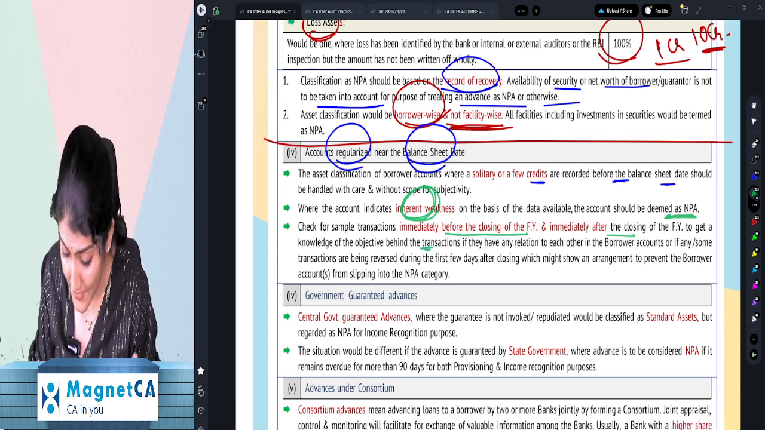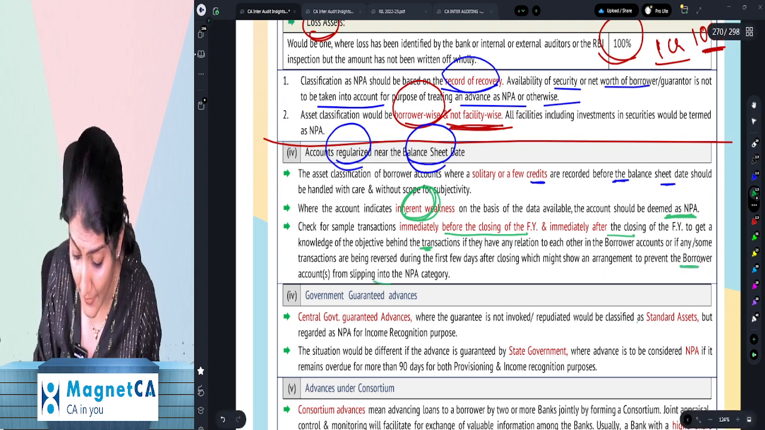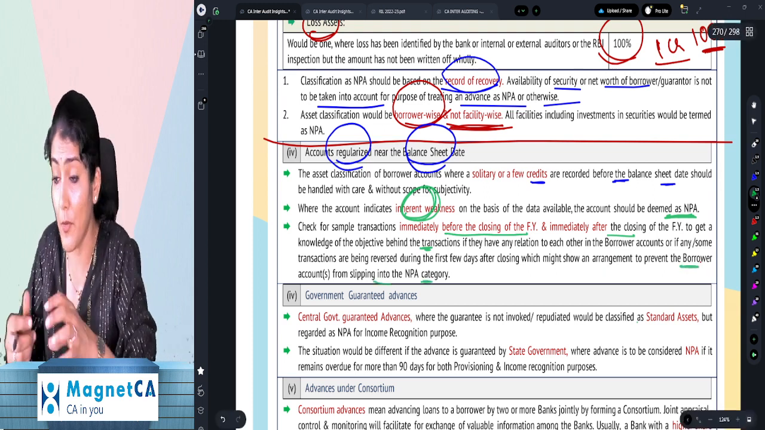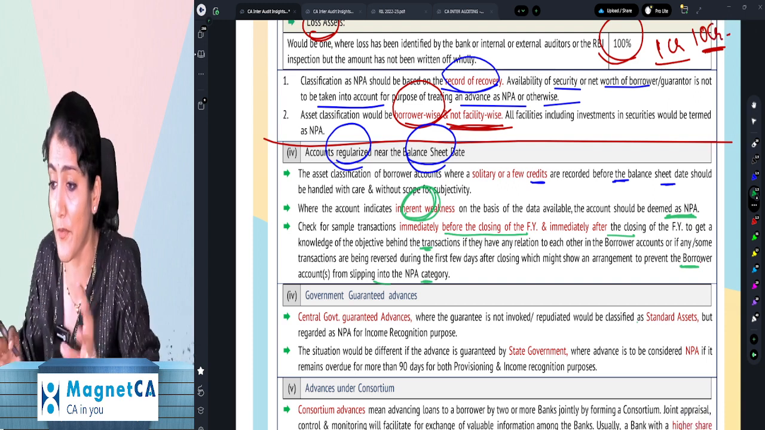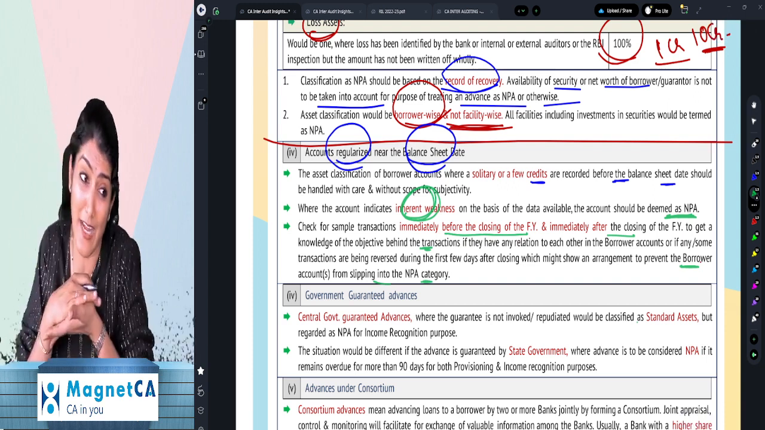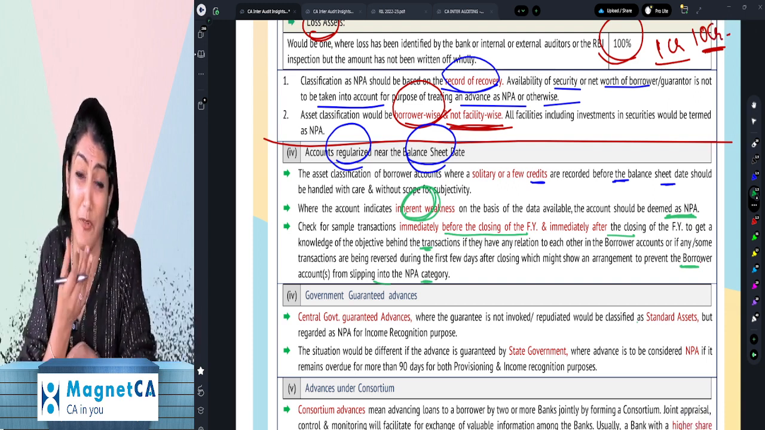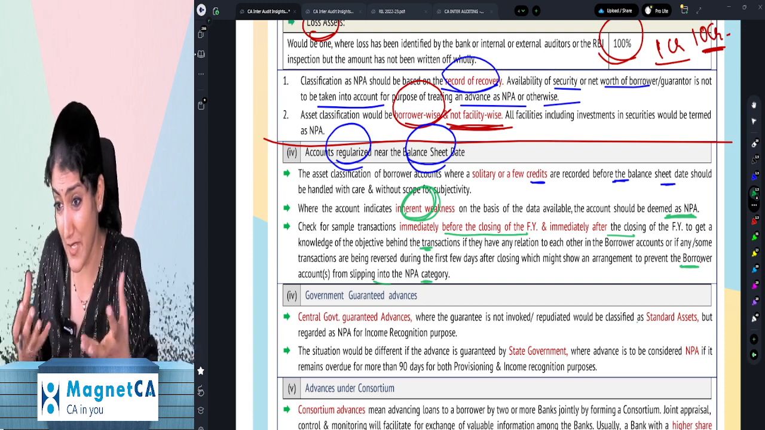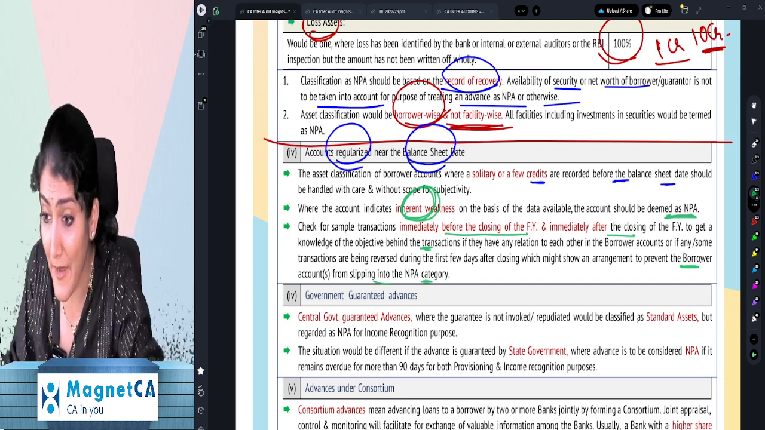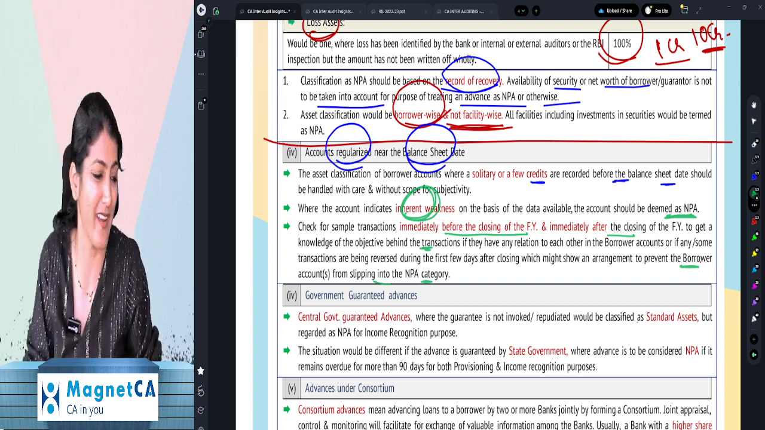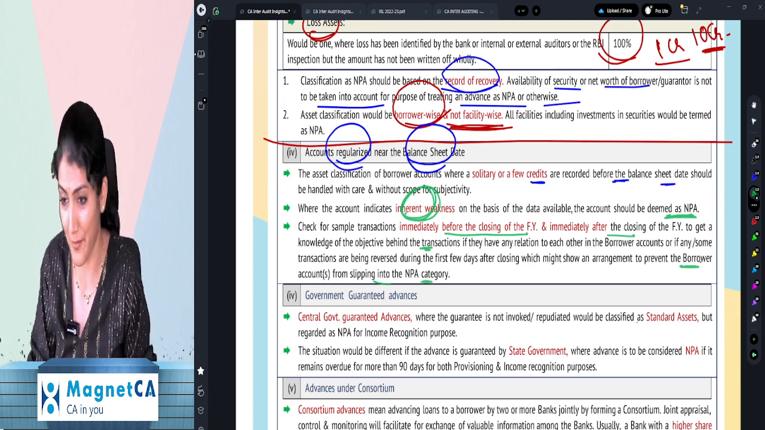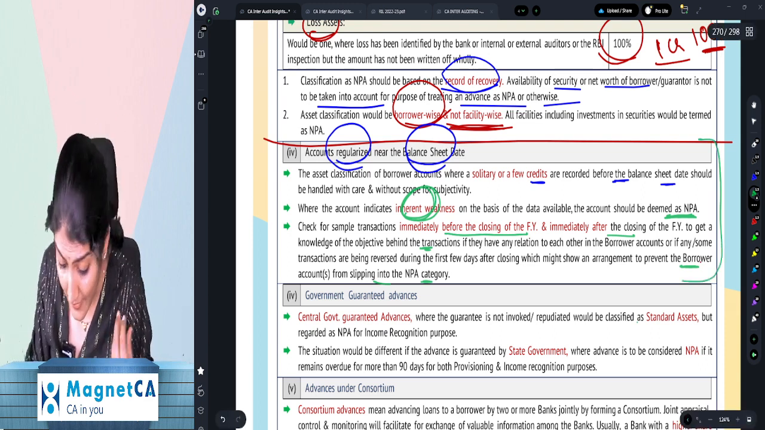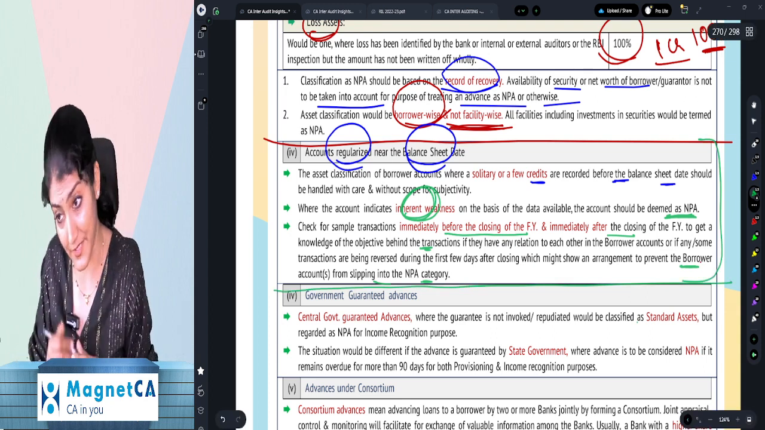Right? So maybe they are just preventing the borrower from slipping into the NPA category, because the moment you come into NPA, you have to make 15% provision, substandard. You make that much provision, that much your income and profit is shown less. So maybe just to prevent it from slipping into the NPA category, the bank would have said, "Arey, kar do re, thoda deposit kar do." And so accounts are regularized near about the balance sheet date.